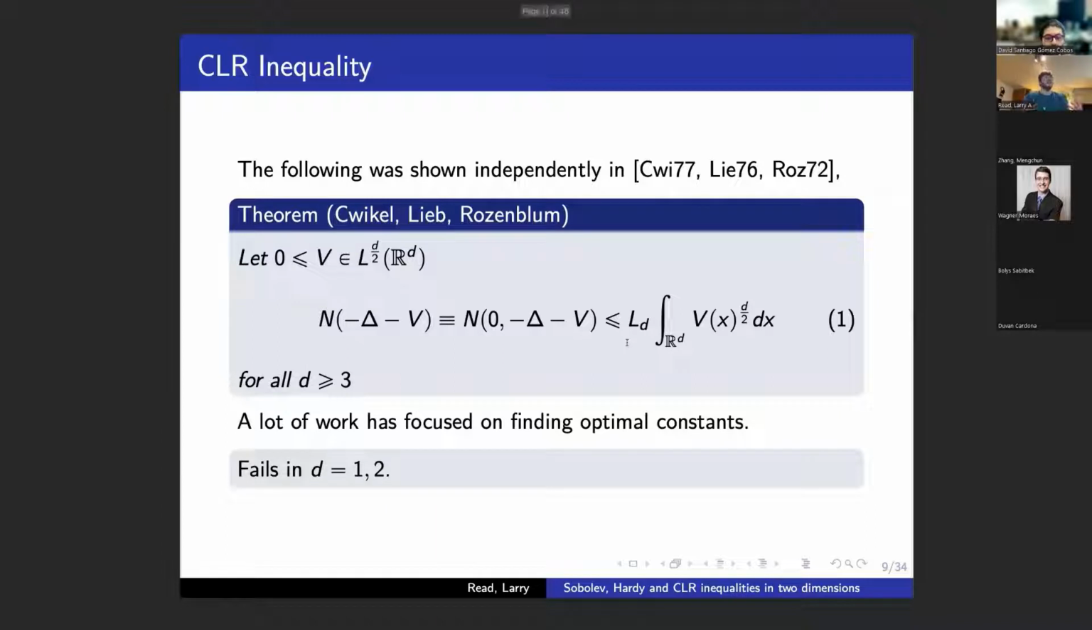And so the key thing here again is that this fails in dimension 1 and dimension 2, and that's because if you consider any positive potential here in dimension 1 or 2, which could be very singular, but anything that's not equal to 0 is greater than 0 in some sense, then you always have one eigenvalue. So you can't have some homogeneous bound on the number of eigenvalues in dimensions 1 or 2.